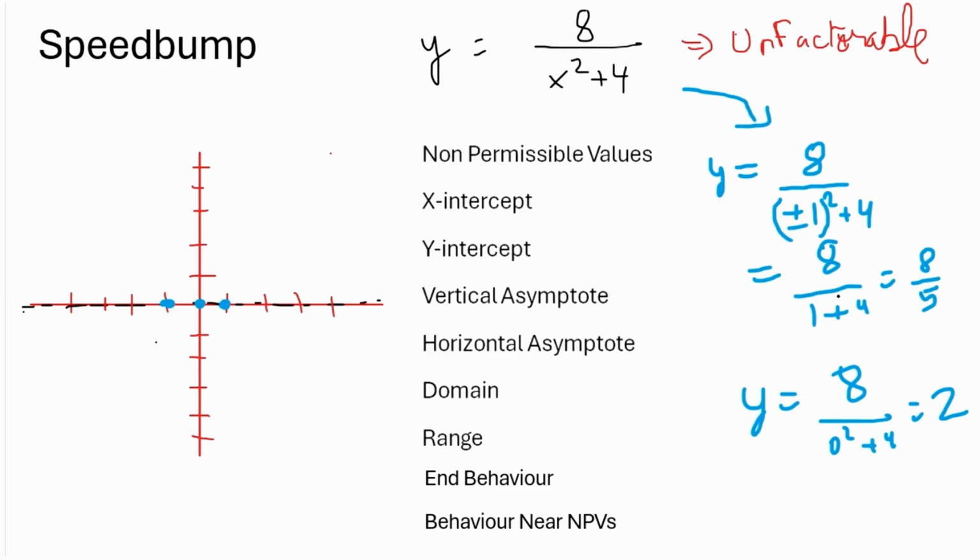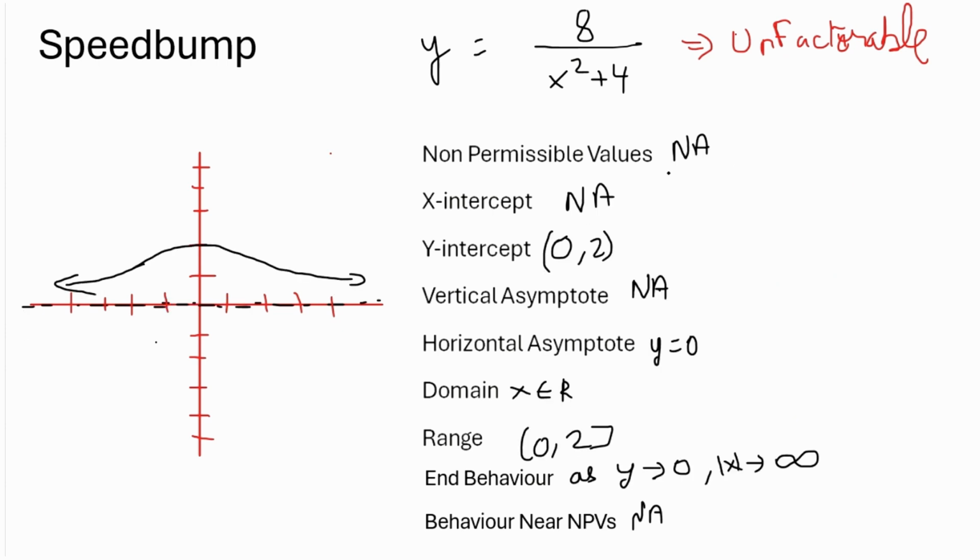So when we find these points, for these ones, we get 8 over 5, which is 1 and 3/5. So about here. And for the middle, we get 2. So now we just find this curve and then curve towards the asymptote. Okay. Curve towards the asymptote. That's why it looks like a speed bump.